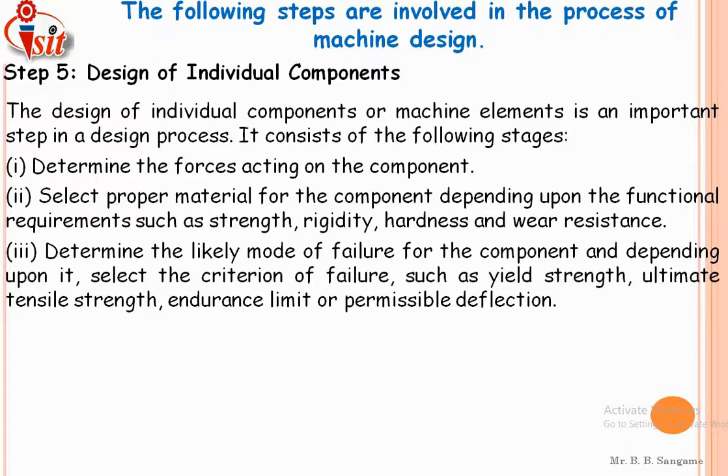This means the first and foremost step while designing a machine component is to select the criteria of failure, and by considering that criteria of failure, you use the design equations for designing that particular member. That is the actual design criteria for designing a component. These are the three sub steps included in the actual design of an individual component.